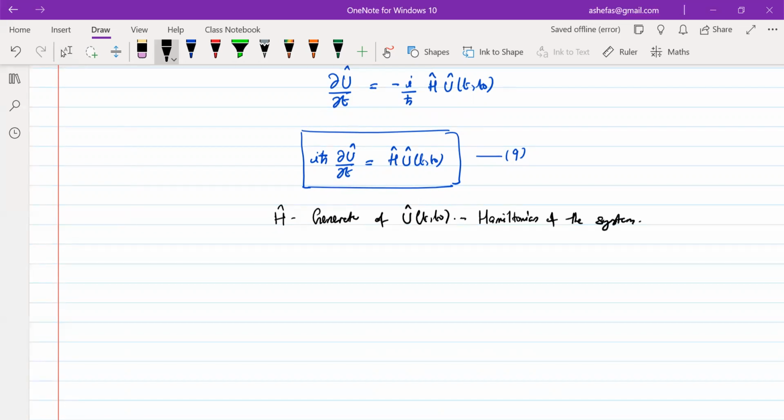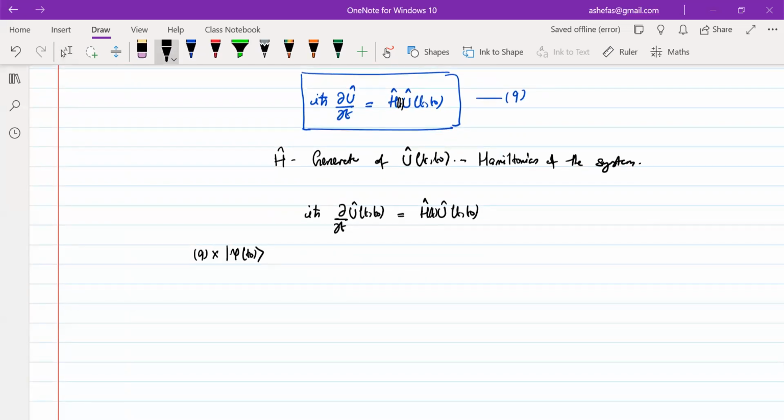Now in equation number 9, we can write iħ ∂/∂t U(t, t0) equals H acting on U(t, t0). So in general, H is a function of time. H can be a function of time. Now let us multiply equation 9 with psi of t0 from the right side. So if you multiply on the right side, what will you get?